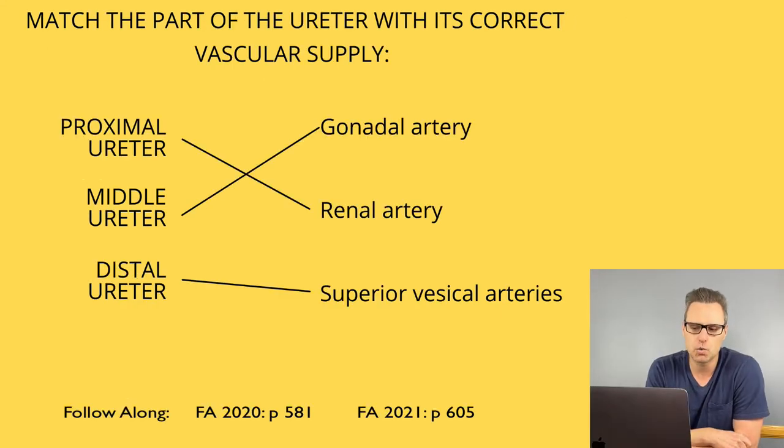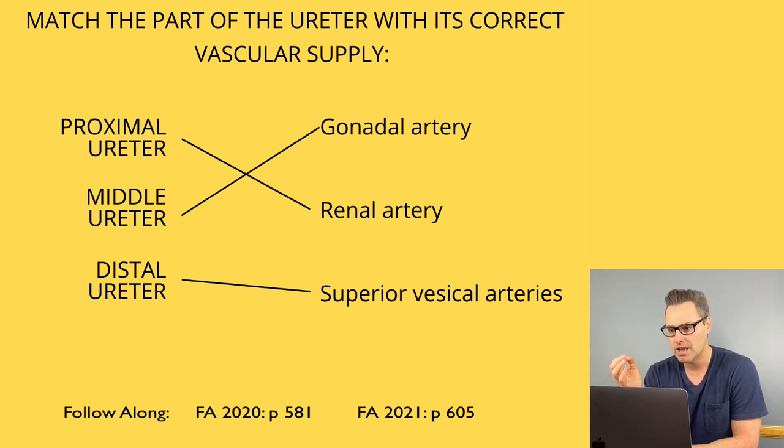So here are your correct matches. If you have to fix anything, hit the pause button and do so. But sort of piggybacking off of that last question, you need to know which part of the ureter is supplied by which vessel or vessels, because this is super high yield. And another thing that students just overlook, they say, I won't forget this, and then they do. So as I always say, it's easy to screw this up if you gloss over it, but it's also easy to get an easy point if you don't.